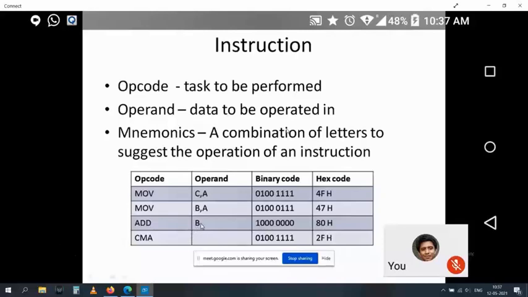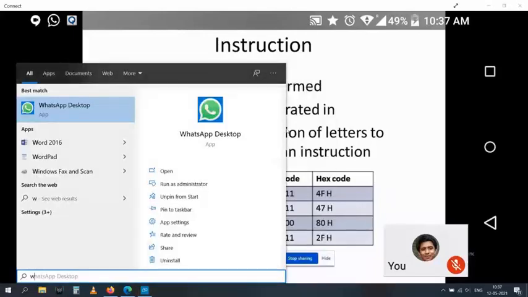Okay, add B. See here, move C, A. Whatever logical or mathematical operation you are doing, addition, subtraction, or complement, one participant is the accumulator, and that is standard. The result is also stored in the accumulator. That is also standard.